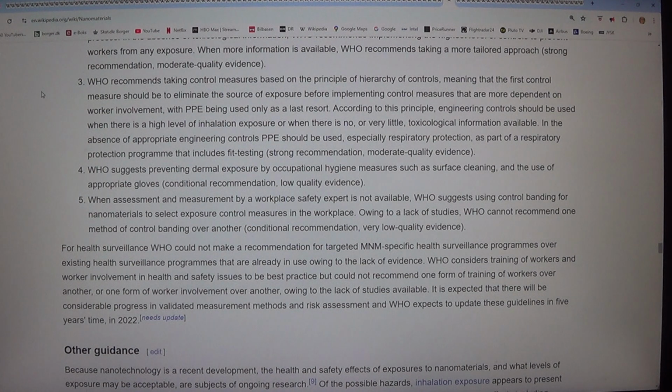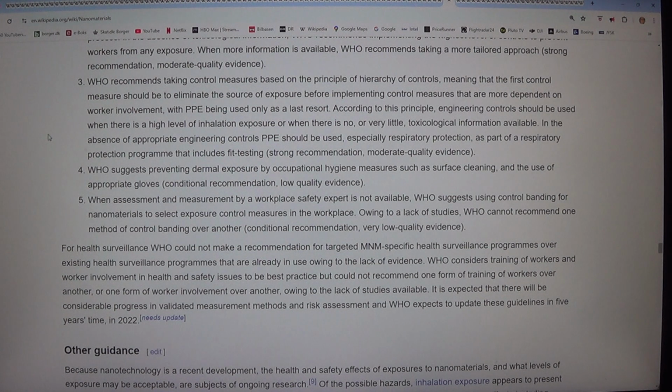According to this principle, engineering controls should be used when there is a high level of inhalation exposure or when there is no, or very little, toxicological information available. In the absence of appropriate engineering controls, PPE should be used, especially respiratory protection, as part of a respiratory protection program that includes fit testing. Strong recommendation, moderate quality evidence.